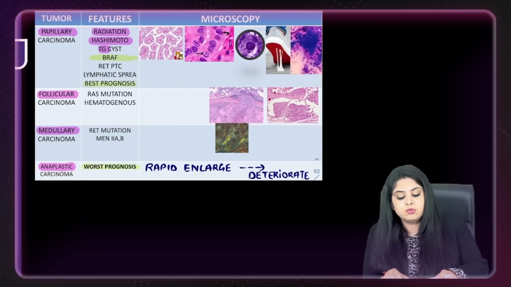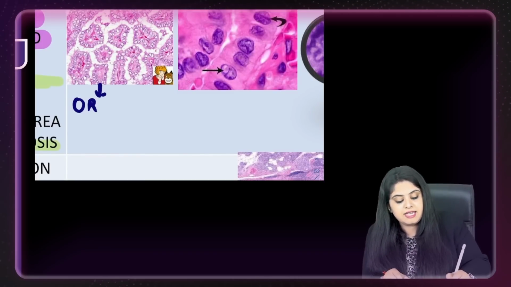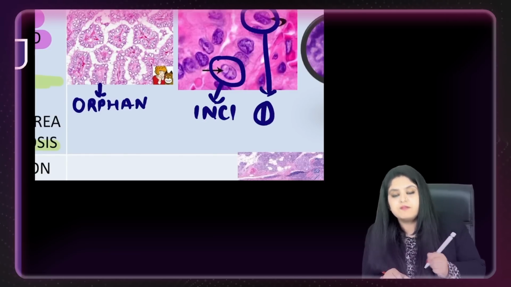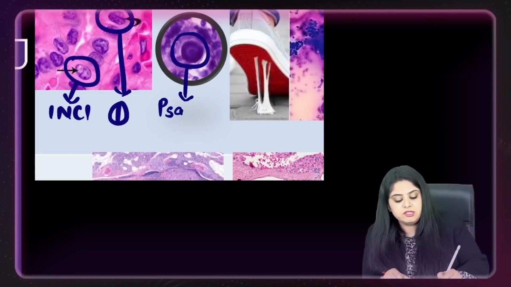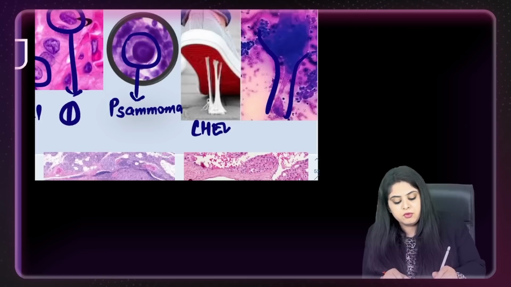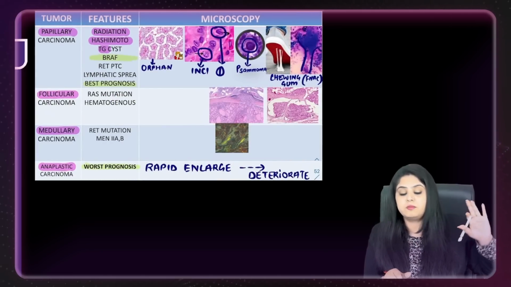What are the findings that you notice? The first finding in front of you is the very famous Orphan Annie eye nucleus. What do you see over here? I can see an inclusion, an intranuclear inclusion. And what do I see over here? The coffee bean appearance. Coming to a body, what is this body? The very famous psammoma body is also noted. And finally, what is the finding that I see on an FNAC? On FNAC, I see the very famous chewing gum colloid. So chewing gum colloid is also something that we notice on FNAC. I hope that is okay with everyone. You're able to visualize the entire spectrum of papillary.